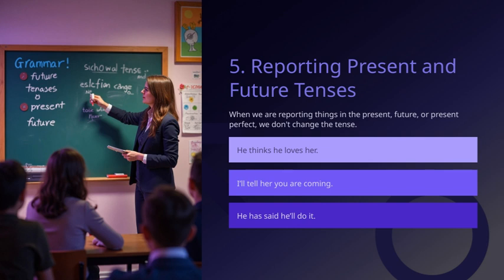For example, if someone says, "he will do it," and we report it later, we can say, "he has said he'll do it," without shifting the tense. Similarly, with "I'll tell her you are coming," when reporting, we keep it in the same tense. And with "he thinks he loves her," the present tense, thinks, remains unchanged in reporting. This consistency helps keep our reporting clear and accurate. It's an important concept because it simplifies how we relay information about ongoing or future events. And as you'll see throughout the presentation, understanding when to keep the tense the same is crucial for proper reporting.